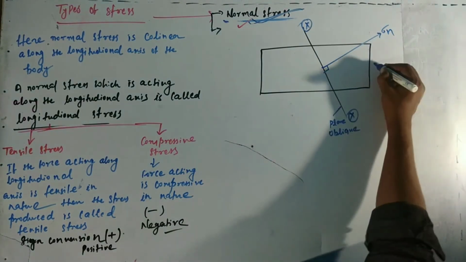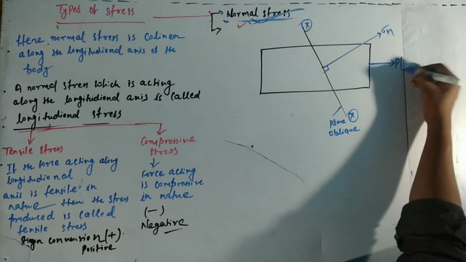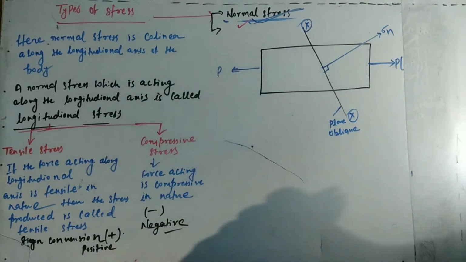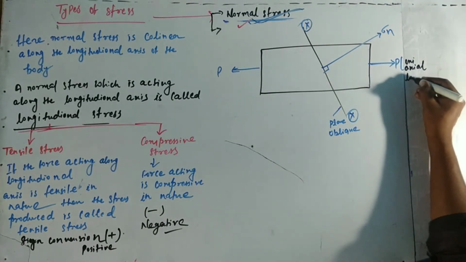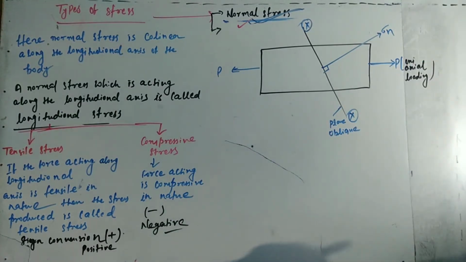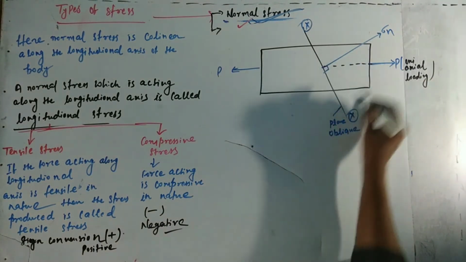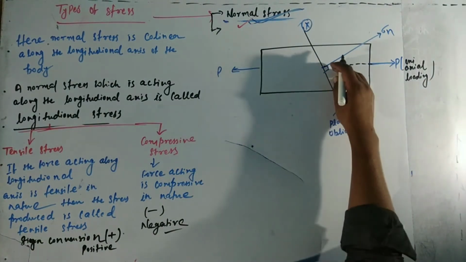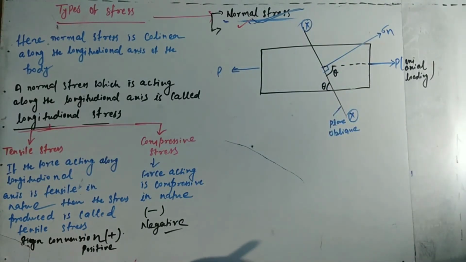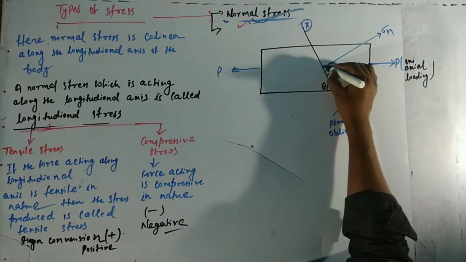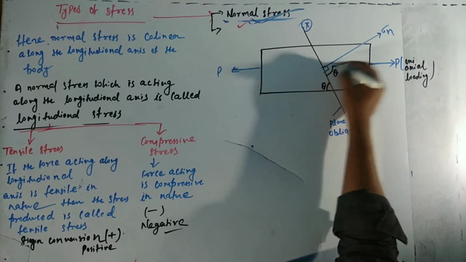And here is the tensile force, or uniaxial loading, because the force is acting along one axis only. So uniaxial loading is applied on the body. When this load is applied on the body, normal to the plane, its angle makes theta. This angle will be theta, that is obliquity. So this load makes an angle theta with the oblique plane.